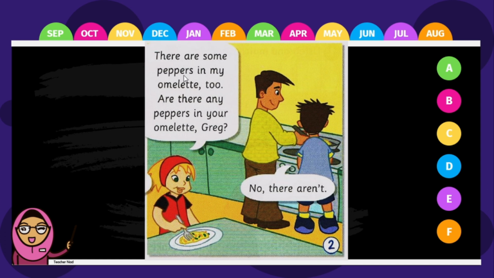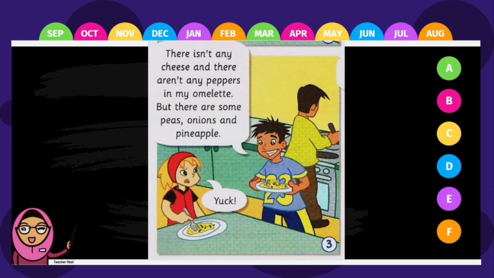Okay, now we read together. There are some peppers in my omelette too. Are there any peppers in your omelette, Greg? No, there aren't. The third one.